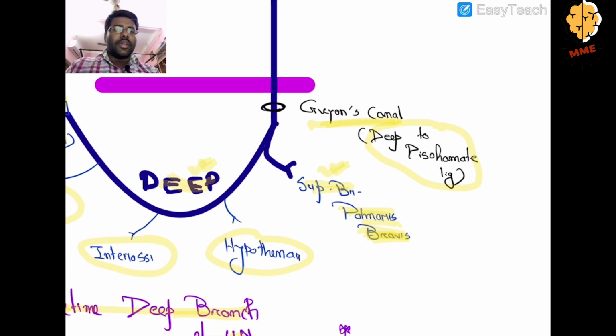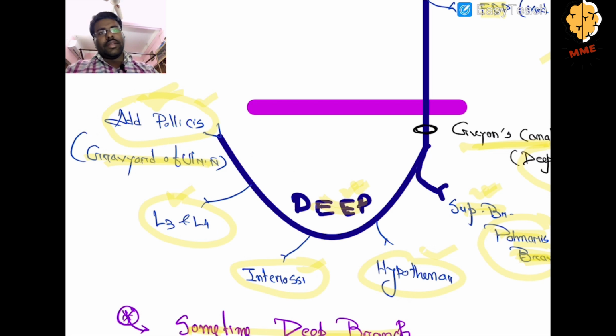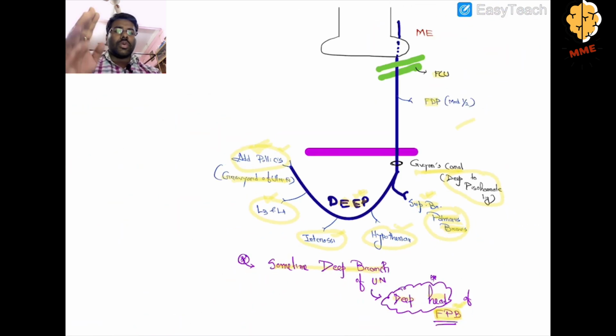One is the superficial branch. The superficial gives the palmaris brevis, and all the others, hypothenar, interosseous, lumbricals, and adductor pollicis, are given by the deep branch of the ulnar nerve. Okay, so this is the course of the ulnar nerve.